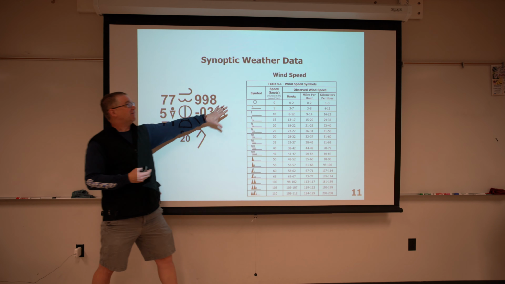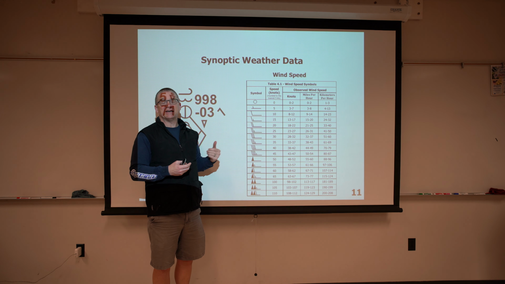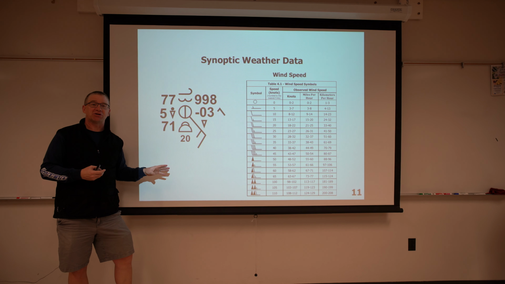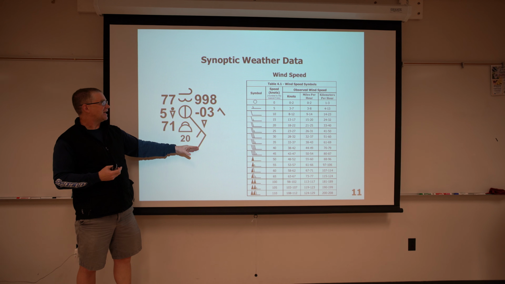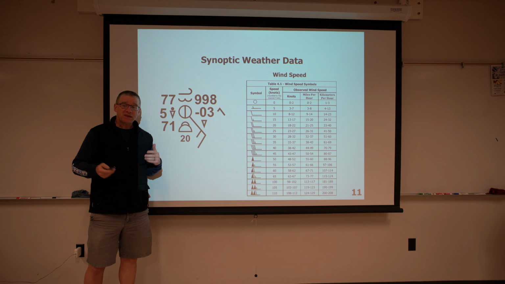Now, again, the table here sort of expands on this, and as does the lab, but the easiest way to think about this is just, again, in 5-knot increments. And again, long is 10, short is 5. So that's the easiest way to think about that.